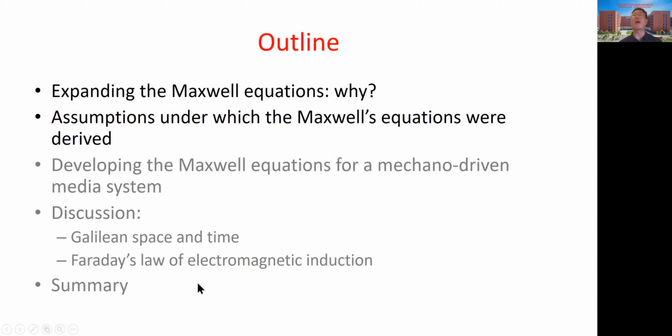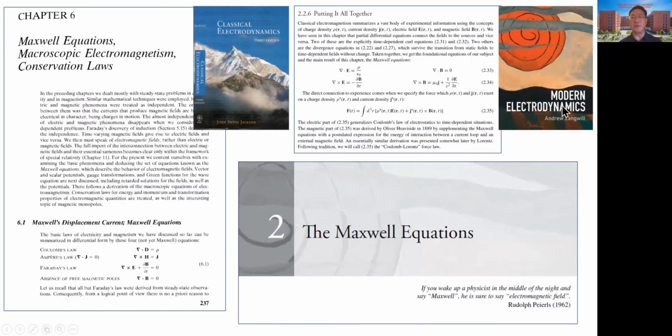That's why we have to expand the Maxwell equations based on our most recent observation. Now let's look at the Maxwell equations. What's the condition under which they were derived? If you look at all the textbooks, Jackson's textbook, and even the most recent book, so-called modern electrodynamics, the equations were just given and did not specify the conditions under which these differential equations were derived. So we just take them as is, without thinking about the assumptions on which the equations were developed.